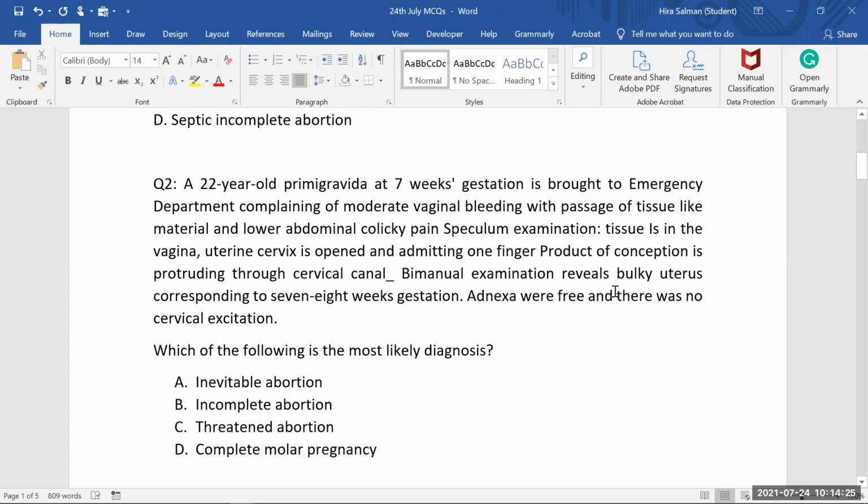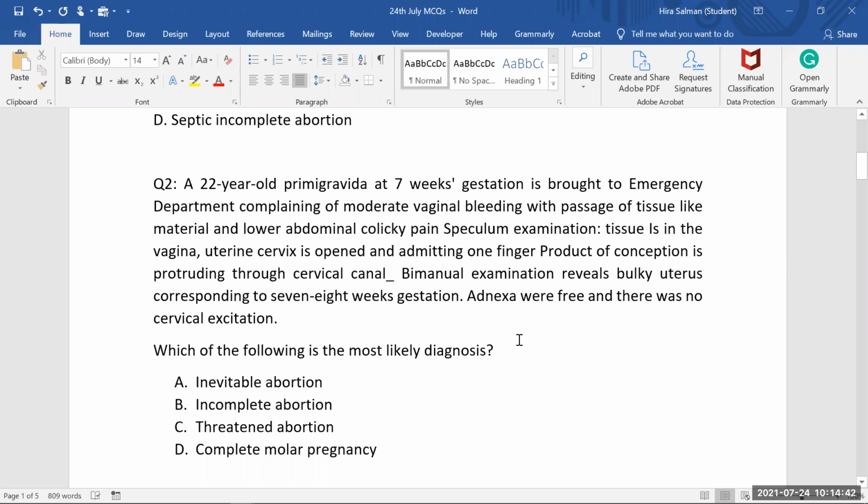On bimanual examination, reveals bulky uterus. Bulky uterus means that something is still inside the uterus that has to be expelled out. Corresponding to 7-8 weeks gestation. Adnexa were free and there was no cervical excitation. So which of the following is the most likely diagnosis?